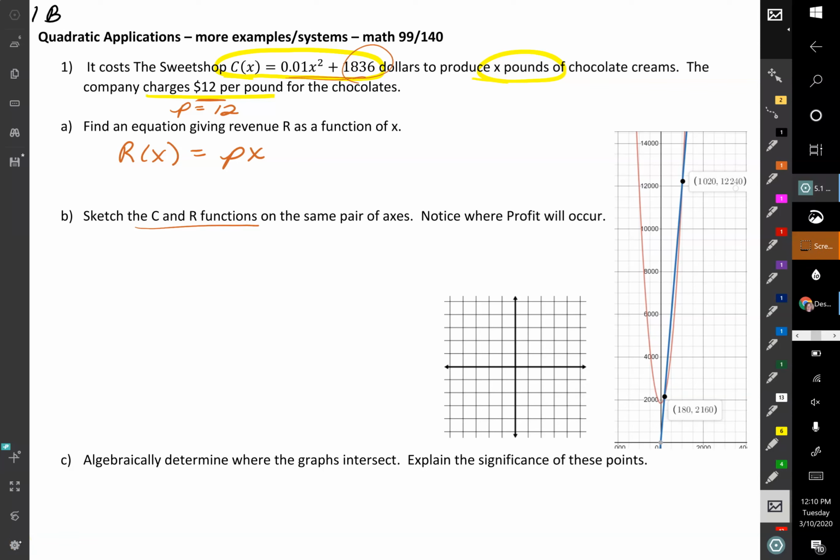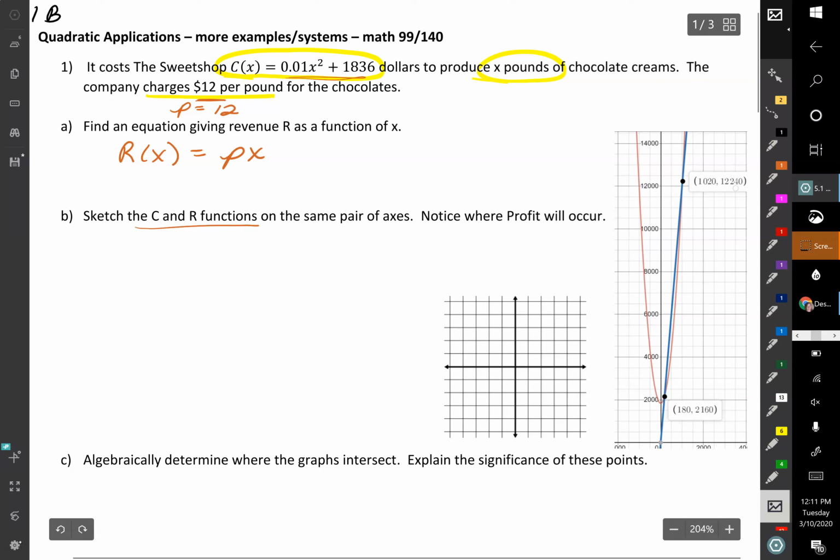This example is a quadratic application that has more steps than you're used to. It may look a little different, so I've just drawn out some highlights here. It costs the sweet shop C of x equals 0.01x squared plus $1,836 to produce x pounds of chocolate creams.